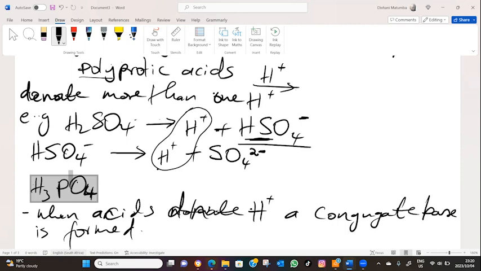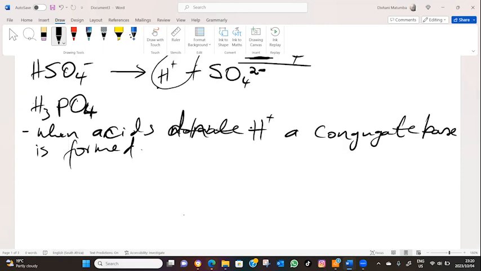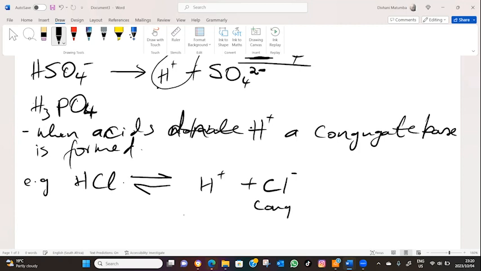Now, let's say, for instance, HCl. If it donates hydrogen plus, we get Cl minus. Now, this is a conjugate base.